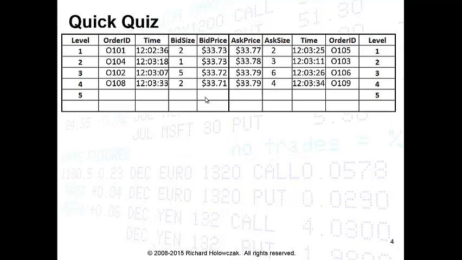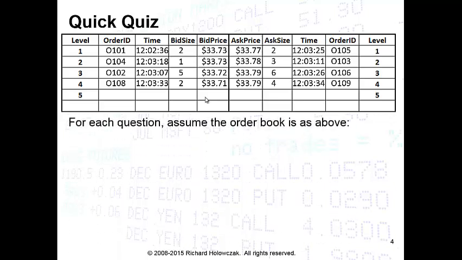So here's a quick quiz just to test to see if you've gone through the limit and market order materials. Here we have an order book, and for each question, assume the order book is as above. I'll read off the questions quickly, then you can pause the video, jot down some answers, and then I'll go through what the answers are going to be.